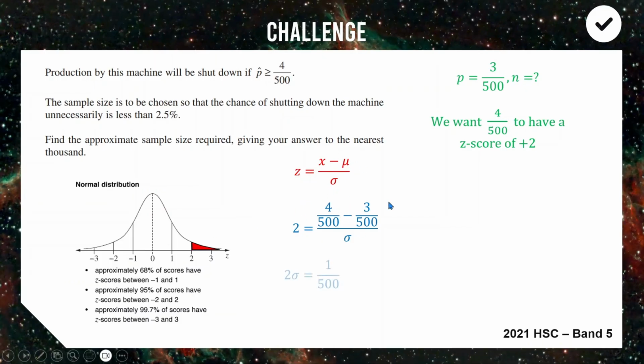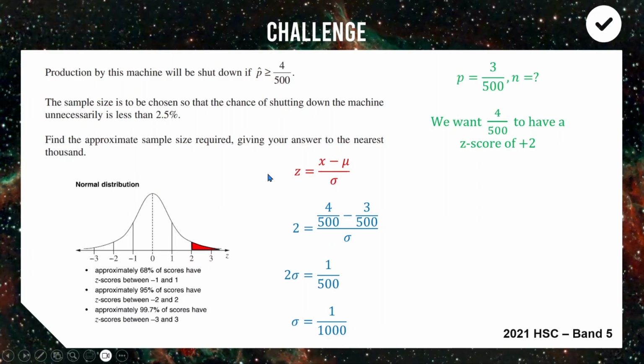Okay, so solving this equation, we multiply the sigma across there, and we get two standard deviations is equal to 4 500ths take away 3 500ths, which is 1 500th. Divide this by 2, and we've figured out that for this equation to work, the standard deviation needs to be 1 over 1000. This is the hard work done so far. Now all we need to say is, we want the standard deviation to be 1/1000th. What's the value of n that can make that happen?